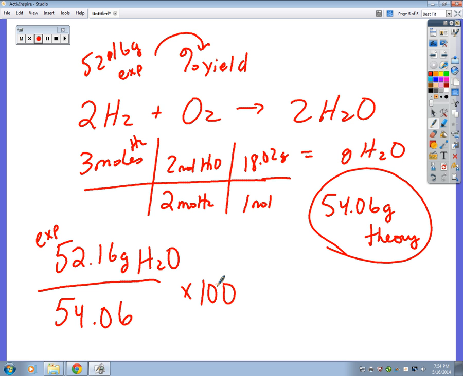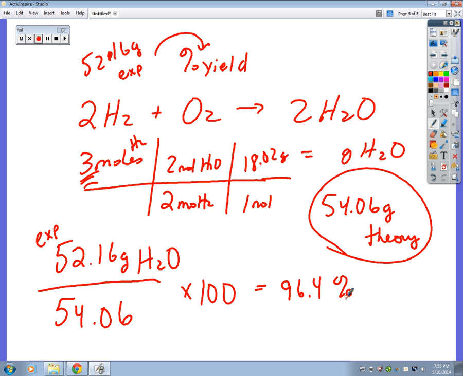And then your equation. So 52.16 divided by 54.06 times 100. Fairley's not too bad. So 96.4. If I was going to do significant figures, I'd only have one significant figure. Okay, but we're not going to do that. They won't do that with this. So 96.4% is her yield.